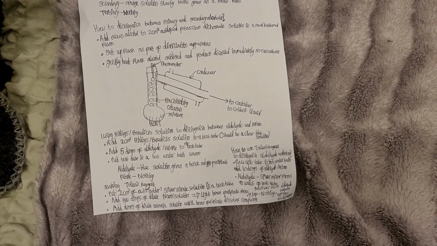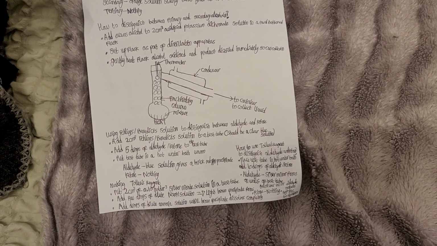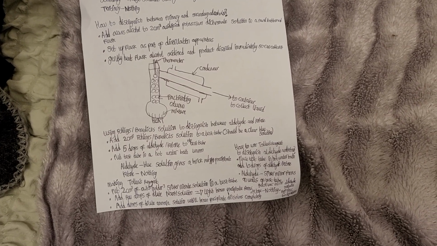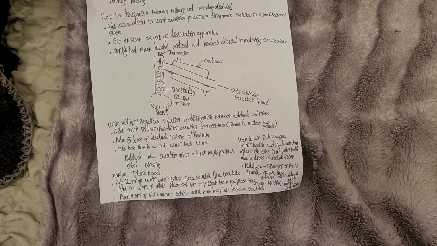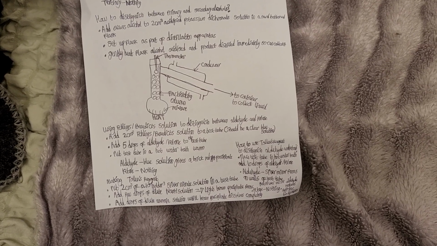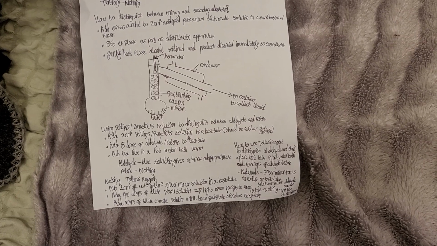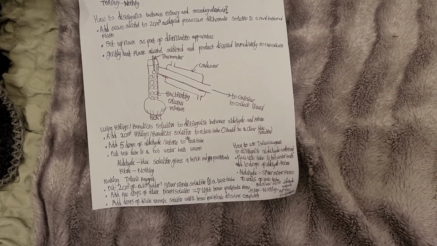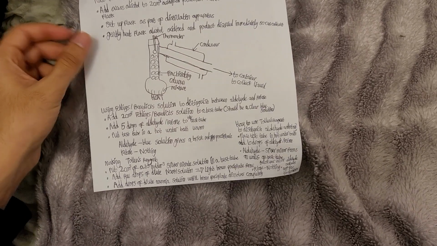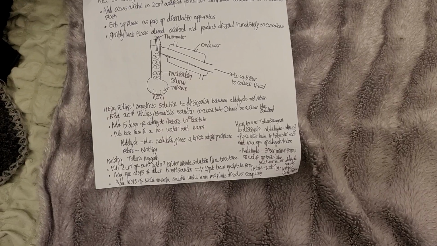Using Fehling's or Benedict's solution to distinguish between an aldehyde and a ketone. Add 2 cm³ of Fehling's or Benedict's solution to a test tube; it should be a clear blue solution. Add 5 drops of the aldehyde or ketone to the test tube. Put the test tube in a hot water bath and warm for a few minutes. With an aldehyde, the blue solution gives a brick red precipitate.